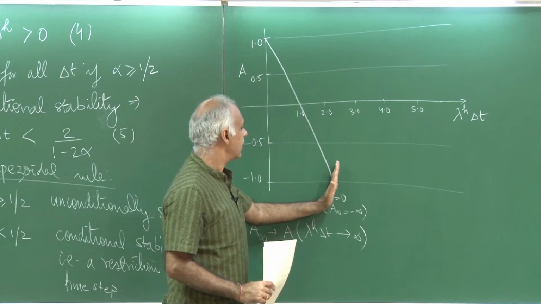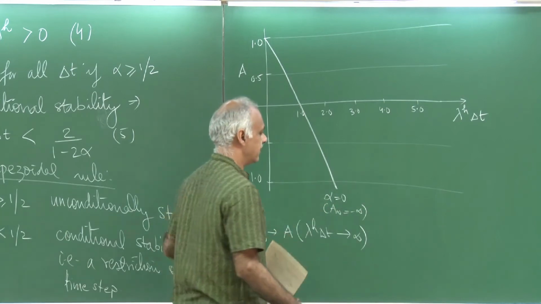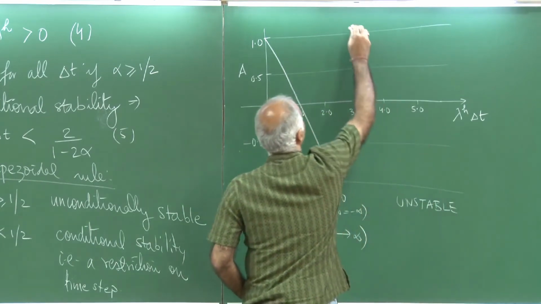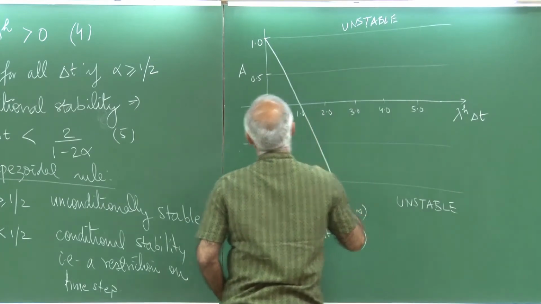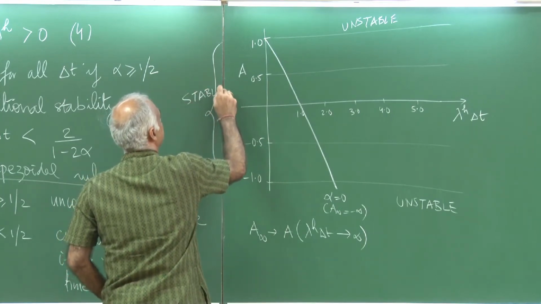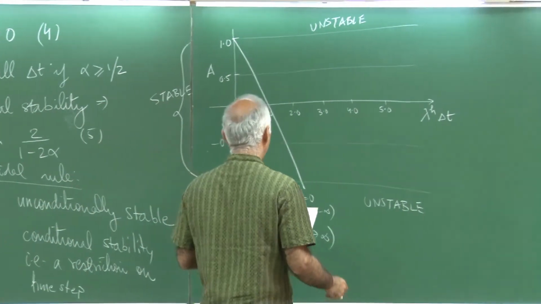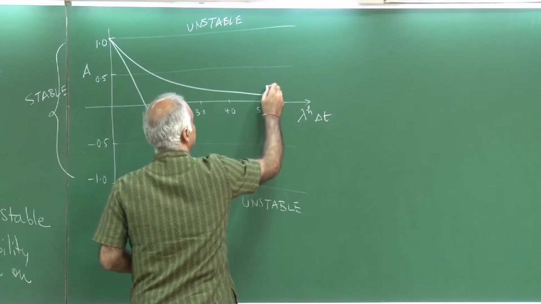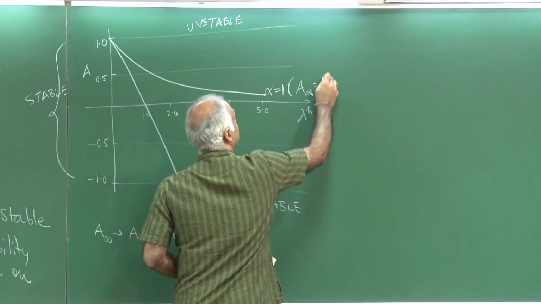So I cannot go for a lambda delta t larger than 2. If I do that, then I become unstable. So maybe I should mark here these are unstable, and above this limit I have unstable. This really is the only stable operating regime. Okay, if I look at alpha equal to 1, then I would get a curve something like this. So this is alpha equal to 1, and A infinity would actually be 0.